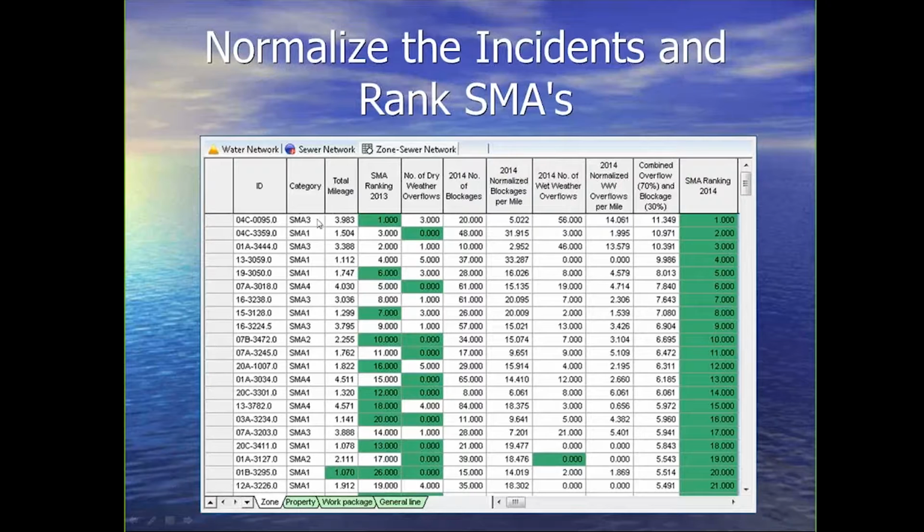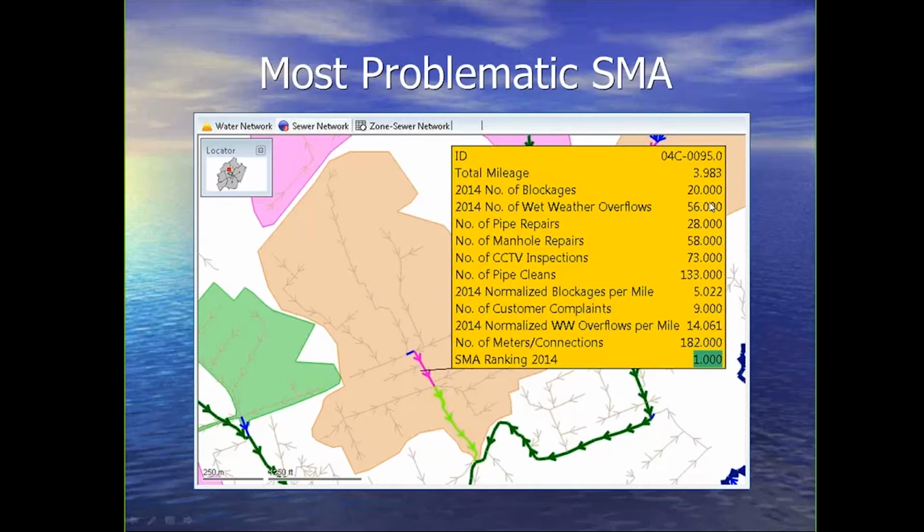So here you can see it's an SMA 3, which means it's between 3 and 4 miles. Its ranking in 2013 was 1. We got the upstream mileage, number of dry weather overflows, blockages, normalized blockages per mile. The wet weather overflows 56 here. And then we did that combination, and like I said, here 11.349 was a normalized value. So just sorting descending on this, we were able to get our ranking. So this is our most problematic SMA here.